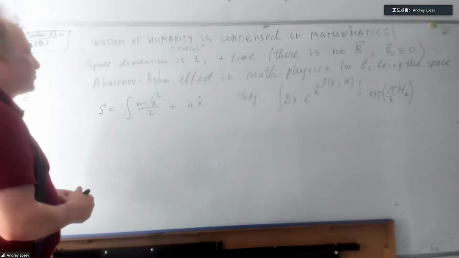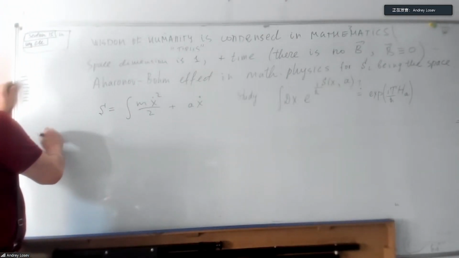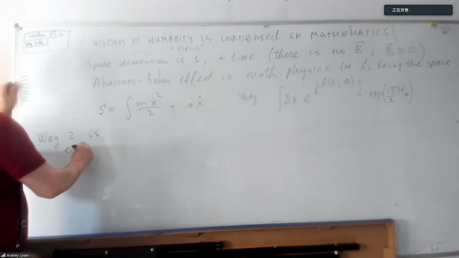So the computation from the functional integral that we called way 2 is easily modified.